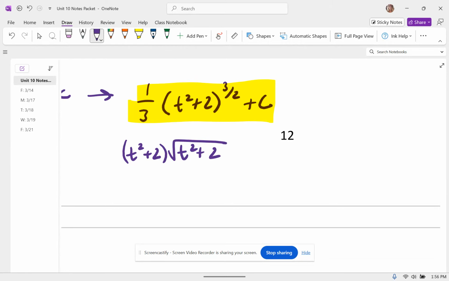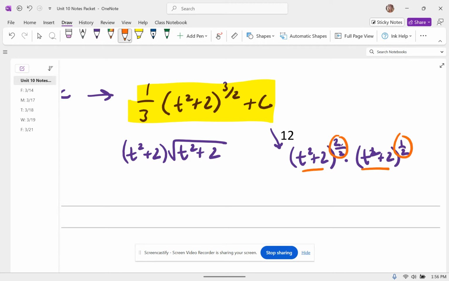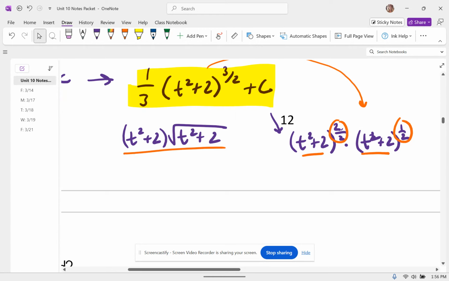Do you remember when I've shown you that proof a few times? No? Okay, check it out. You would have t squared plus 2 to the 2 over 2 times t squared plus 2 to the 1/2. Because when you multiply like bases, you add the exponents. I thought you would have done the 3rd power under the square root. And then this would be over 3 plus c, and then you could figure out whatever conditions you had in the original.